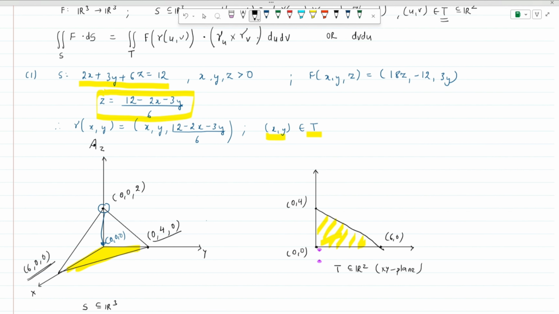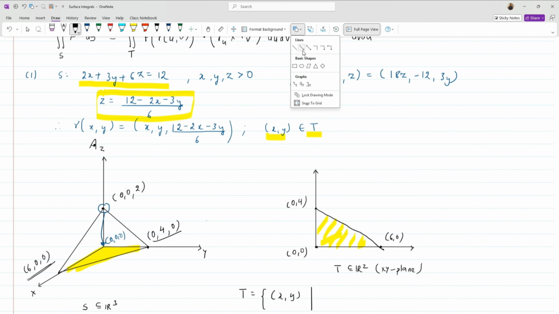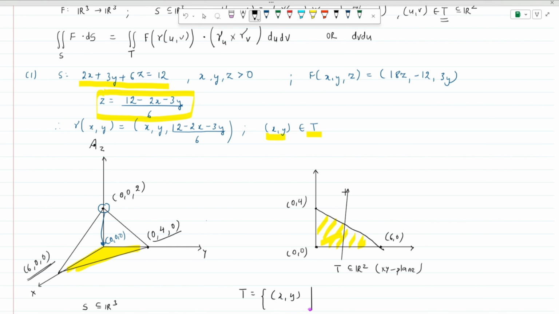Now it's both type 1 and type 2. So once you realize that it is type 1 or type 2, you can set the terms for writing down the limits. So let us consider that this is a type 1 region, and for a type 1 region we are going to take a vertical line for reference. The vertical line enters the region at the x-axis, and the x-axis has equation y equals 0. So the lower limit for y is 0, while this vertical line exits the region at this oblique line.